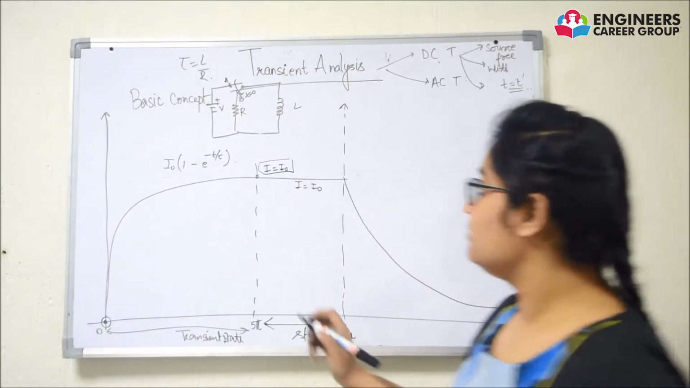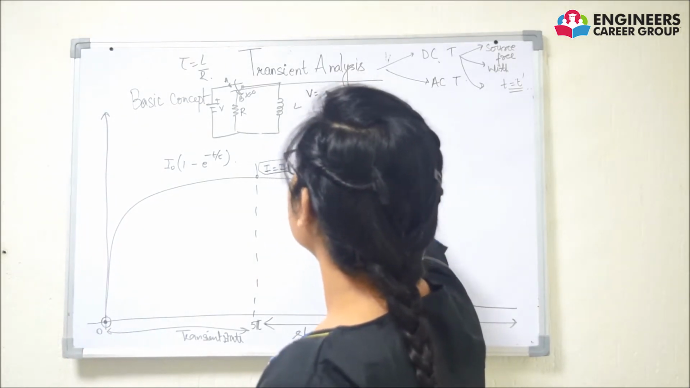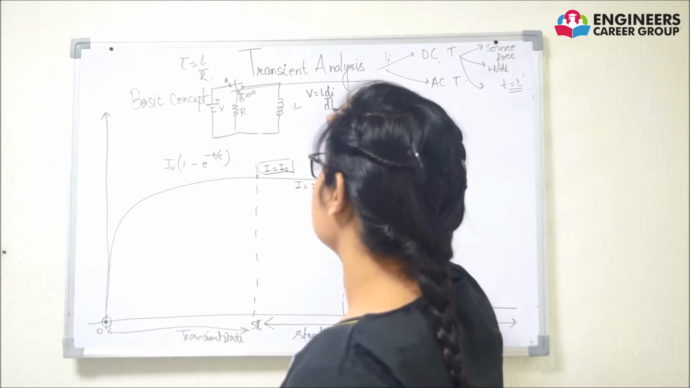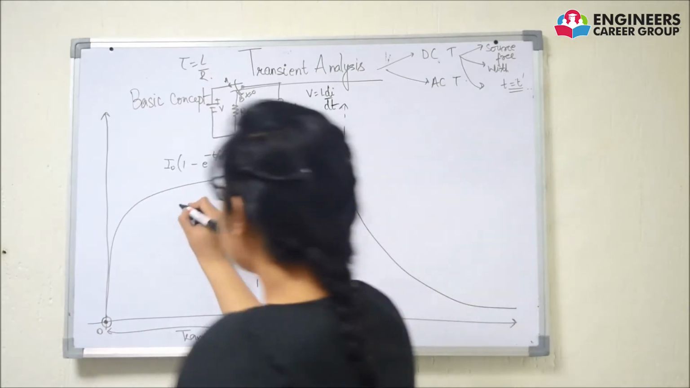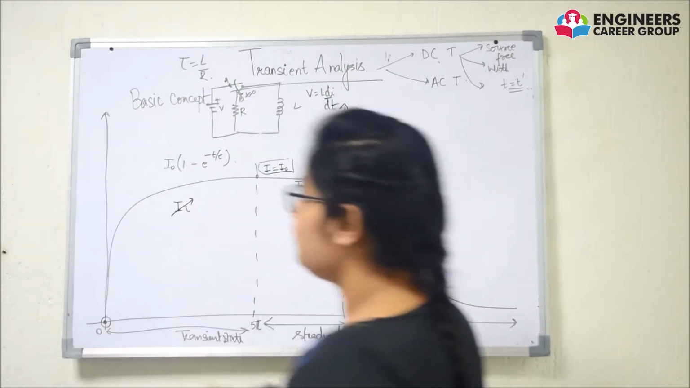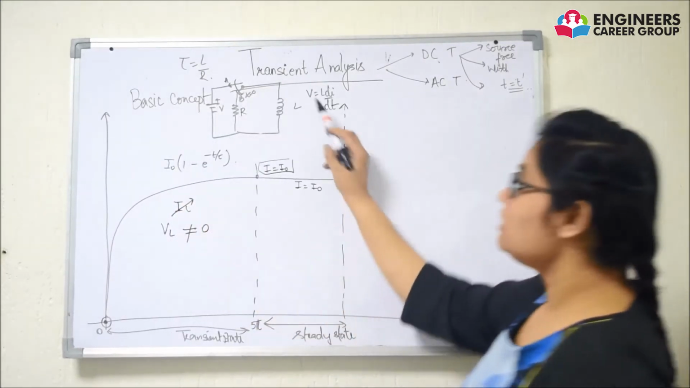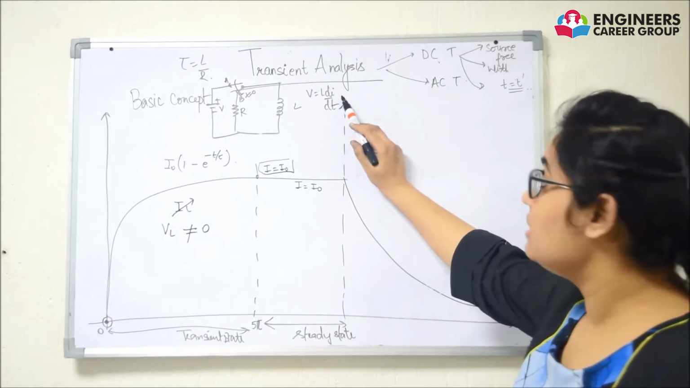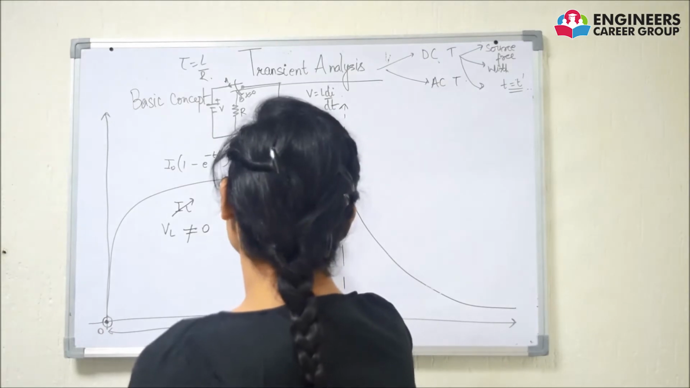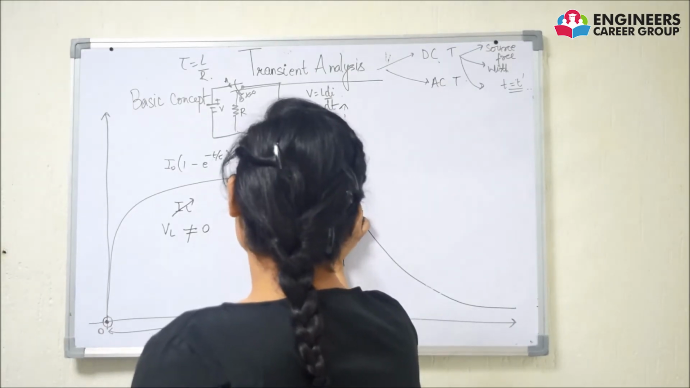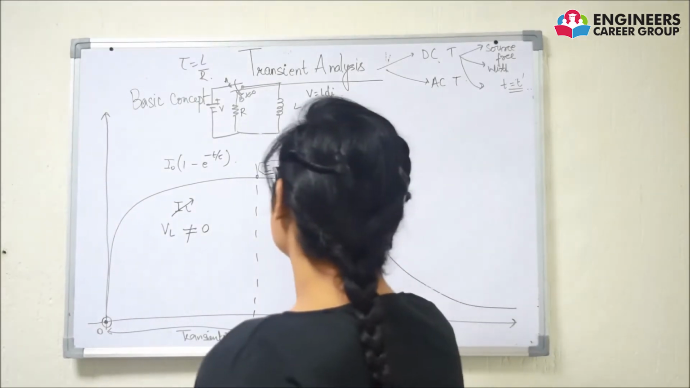Now we all know, as we have discussed in our previous lectures, that V is equal to L di by dt for inductor. In this portion from 0 to 5 tau, IL is variable. Therefore, VL will be non-zero. Why? Because V is equal to L di by dt. If IL is variable, then VL will be non-zero. At this point, IL is constant. If IL becomes constant, then differentiation of constant becomes 0, and therefore VL is equal to 0.